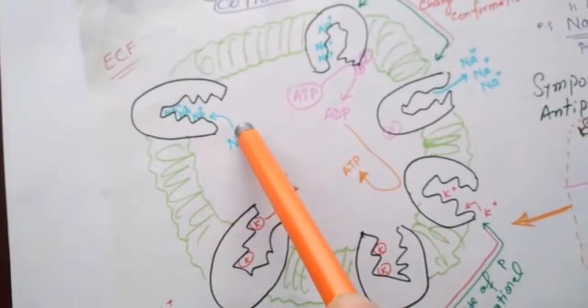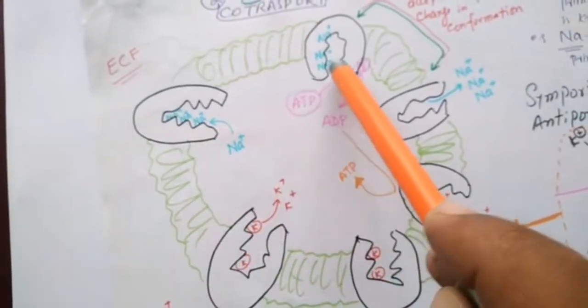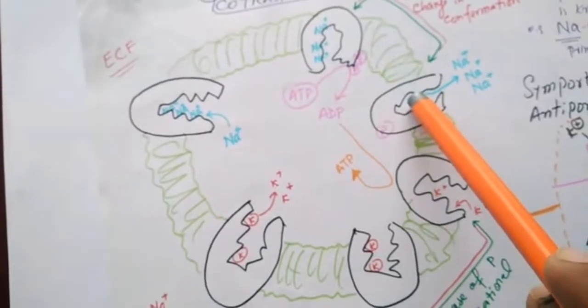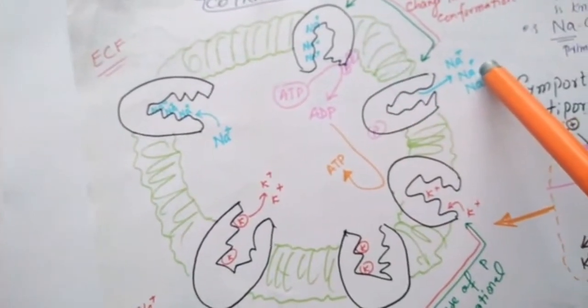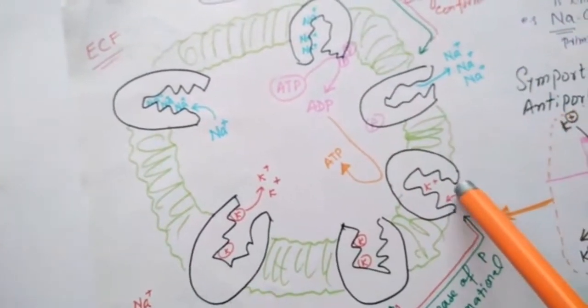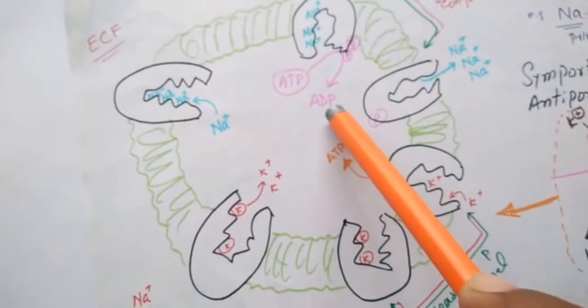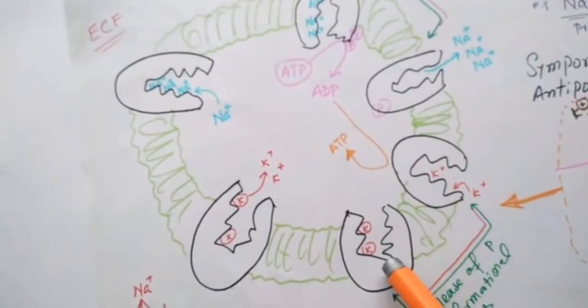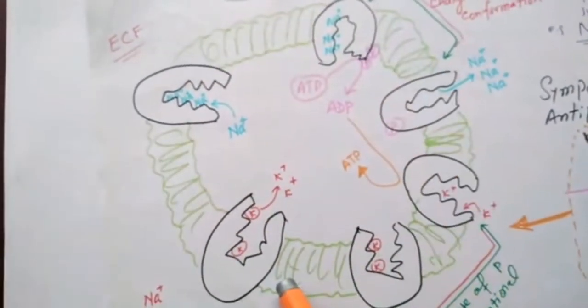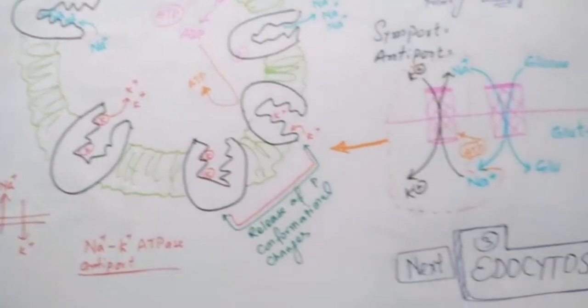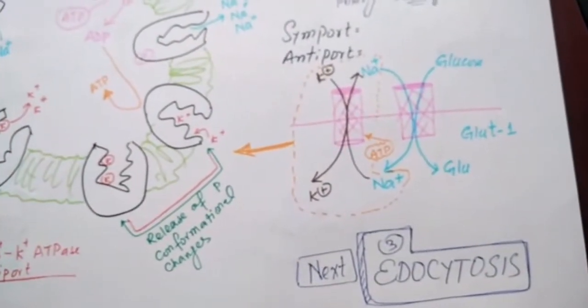Again, when sodium is loaded, there is phosphorylation. Again, there is a conformational change and release of sodium. Again, the loading of potassium leads to dephosphorylation, and again conformational changes, and this cycle goes on. This is the mechanism of antiport of sodium-potassium.